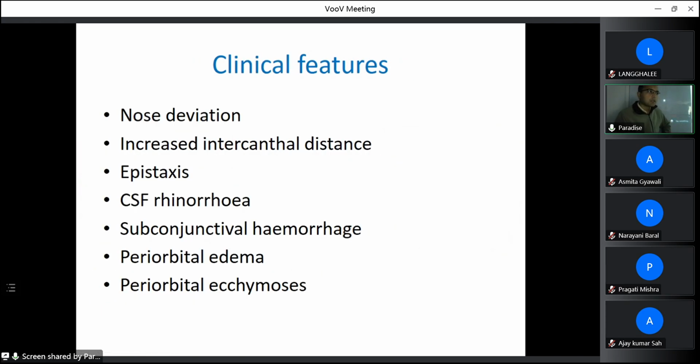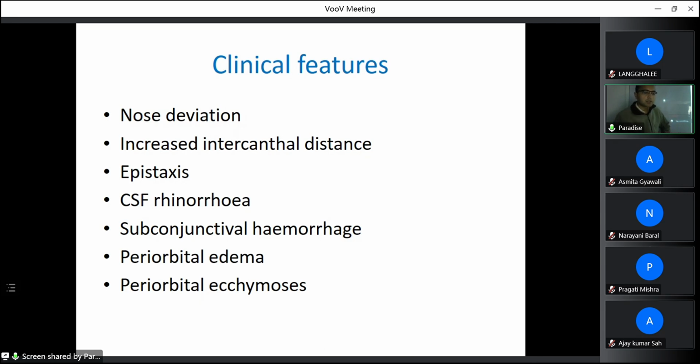The clinical features in case of NOE fracture will be deviation of nose and increased intercanthal distance. If the intercanthal distance is more than 40 mm, then we say that the intercanthal distance is increased. If it is less than 35 mm, then it is normal. There may be epistaxis, nasal bleeding. There may be presence of CSF rhinorrhea if the ethmoid bone is fractured. In case of NOE fracture, most of the time ethmoid bone is also fractured. The cribriform plate is ruptured, so it will lead to CSF rhinorrhea.